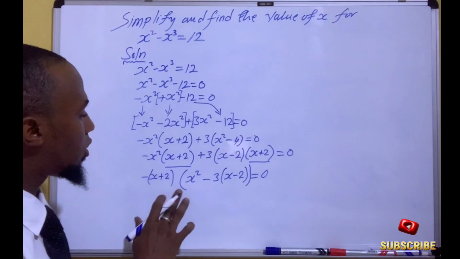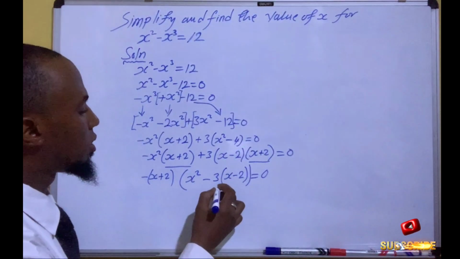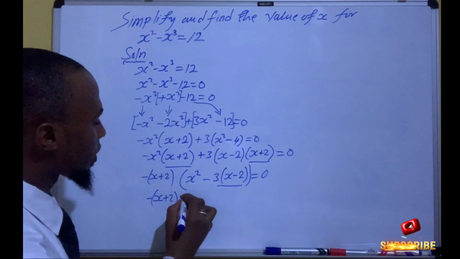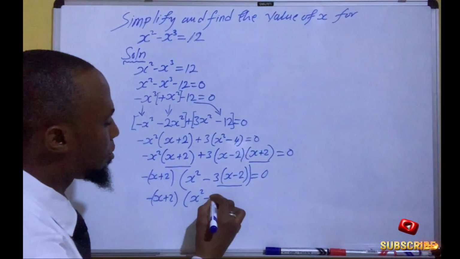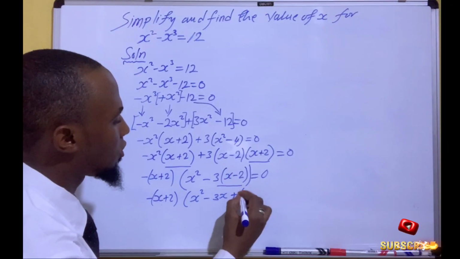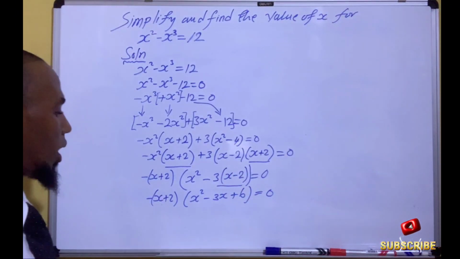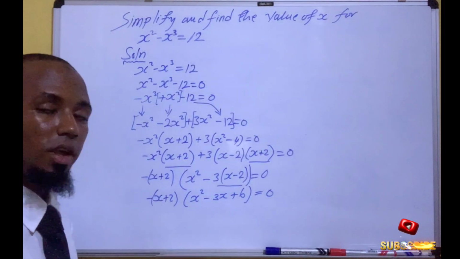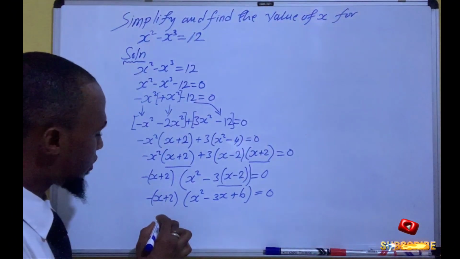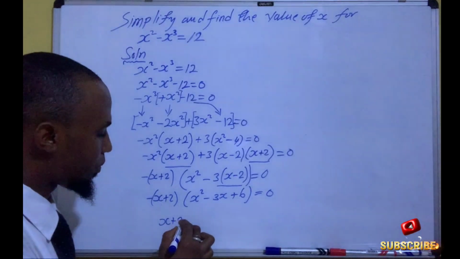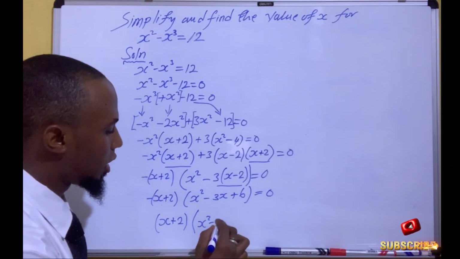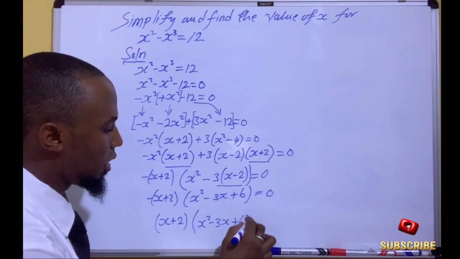Now we are going to pay attention to this part here. We open that bracket. Now we have minus x plus 2 into x squared minus 3 times x, that is 3x, minus 3 times minus 2, that is plus 6. Then everything is equal to 0. Now let's set the equation by getting rid of this negative here. That gives us x plus 2 into x squared minus 3x plus 6 equals 0.